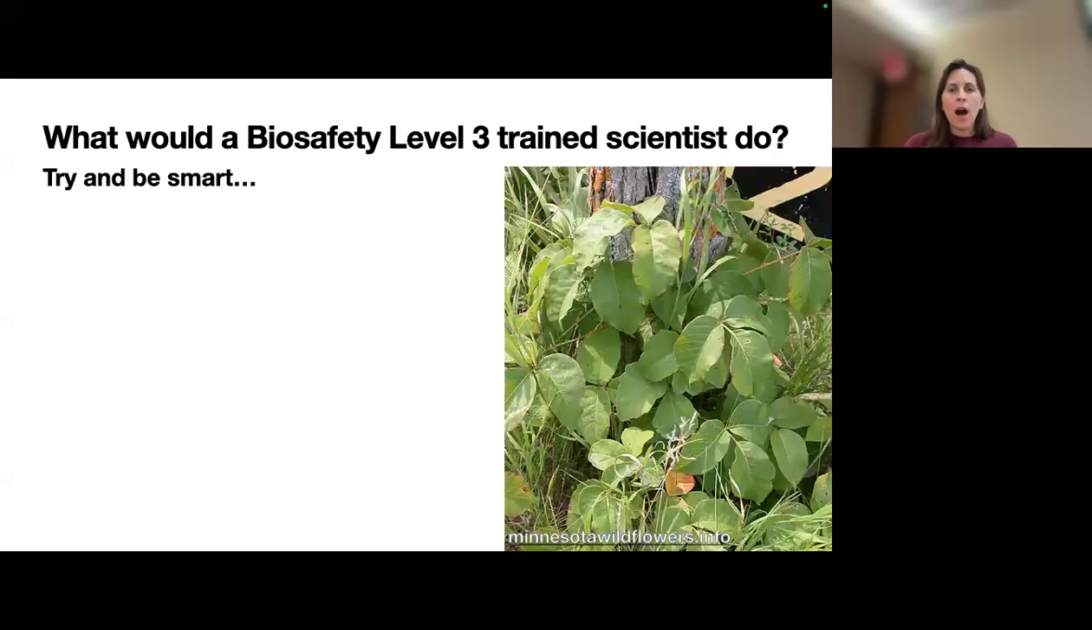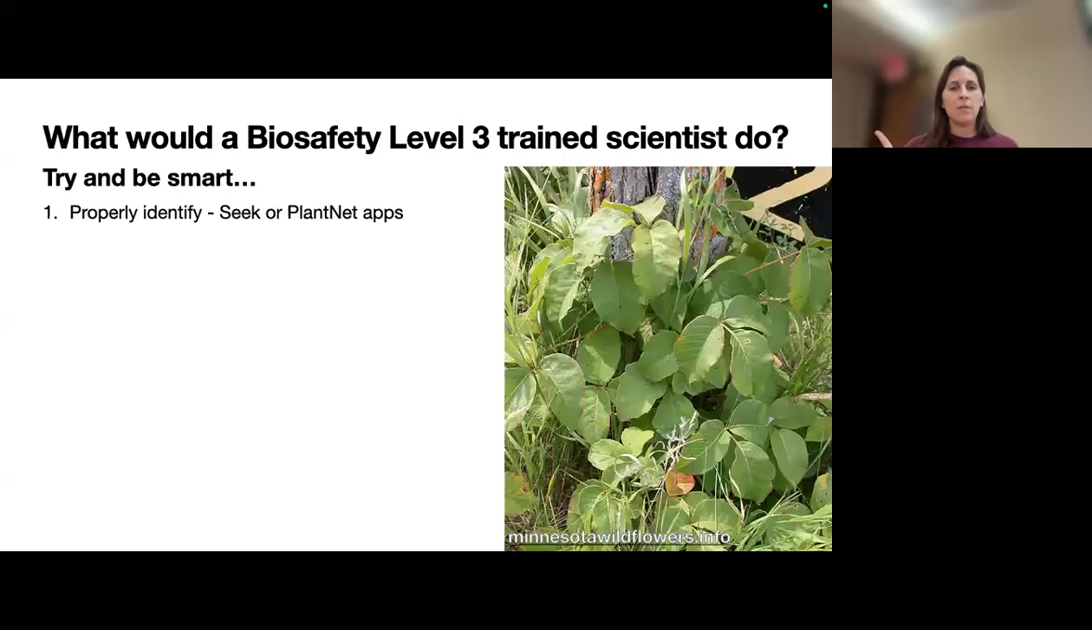All right, so I don't often get to talk about being a scientist since moving to Minnesota. So when I have the opportunity, I overdo it. So I was a biosafety level 3 trained scientist, meaning that I got to gear up in the Tyvek suit, work in the contained environments. It was incredible. But I have specialty training in minimizing contamination and spread. And so the question is, what would a biosafety level 3 trained scientist do? And my answer to that is just try and be smart.